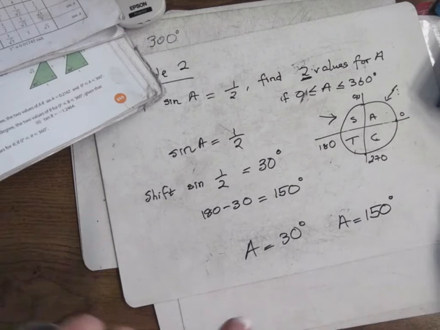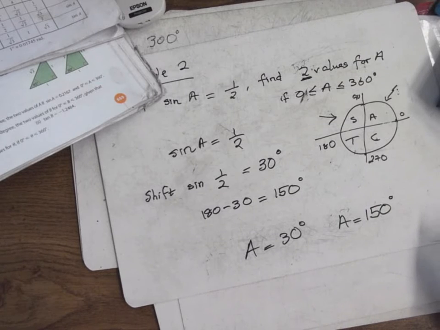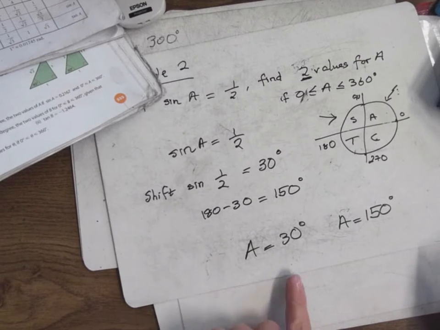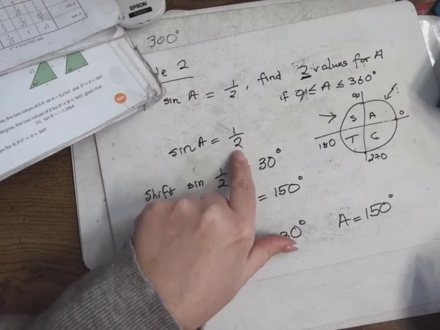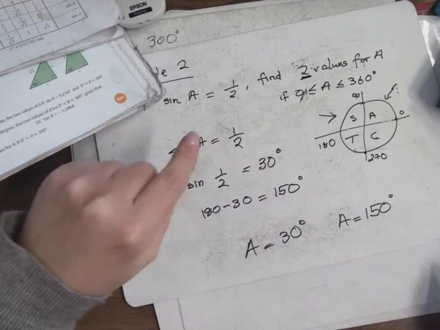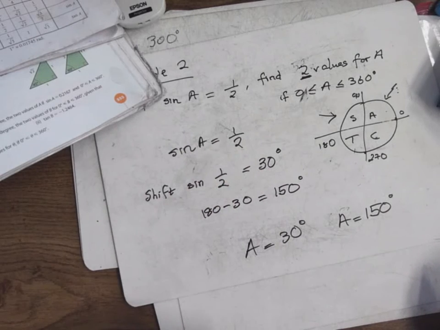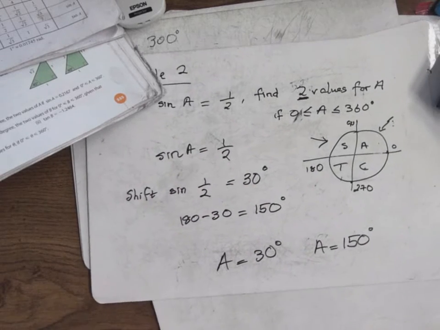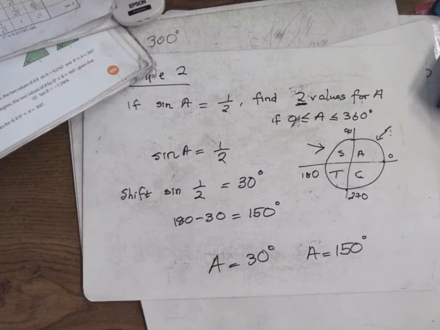Now, that's not going to make sense until we've about 4 examples done. But if you were to get the sine of 30, you'd get a half. If you were to get the sine of 150, you would also get a half. Bear with me, I will do a second one.